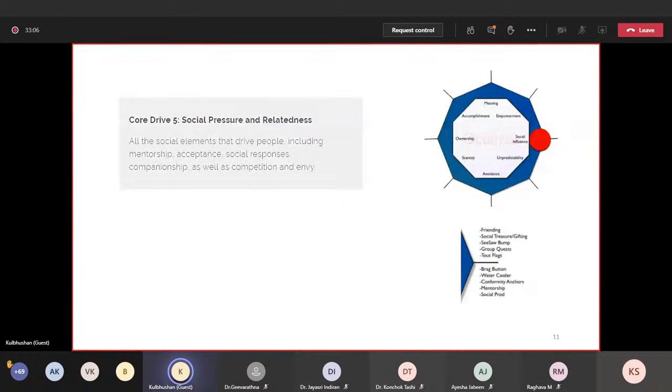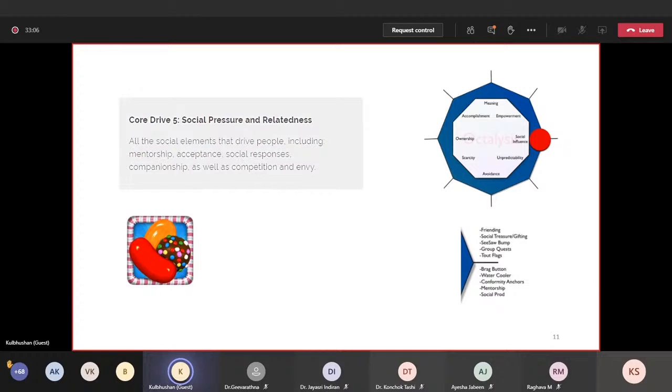For example, in Candy Crush, whenever you are stuck in a level, you can take the help of your Facebook friends. You can ask them for help and they can share some virtual points so that you can clear the level.